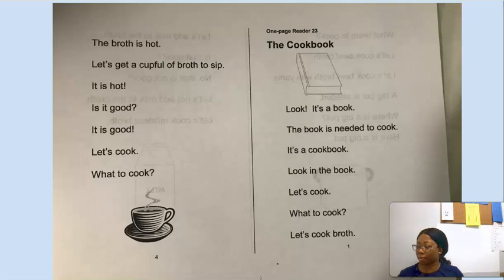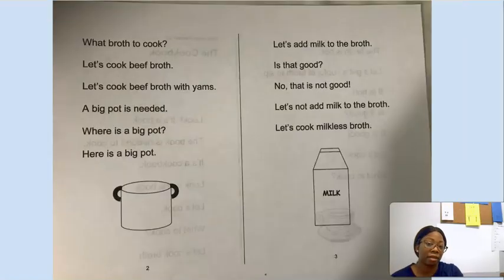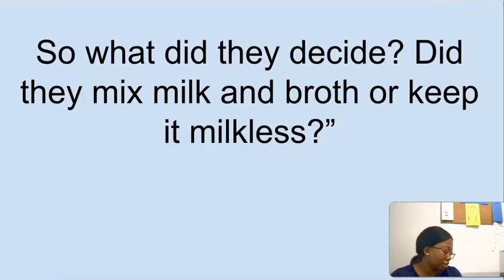All right, good job. So you see how punctuation can change the excitement in a sentence? Yes. All right. So now, did they add the broth to the milk? Would they add milk to the broth? Yes. Okay. And after they added the milk to the broth, what did they say? It is good.